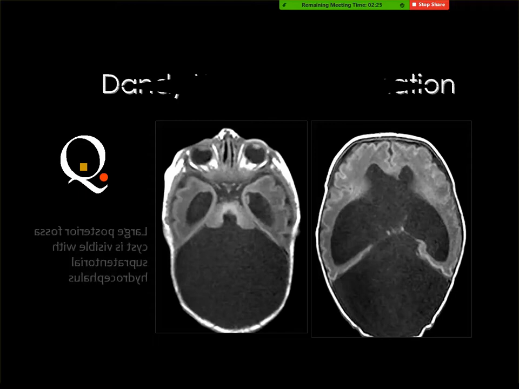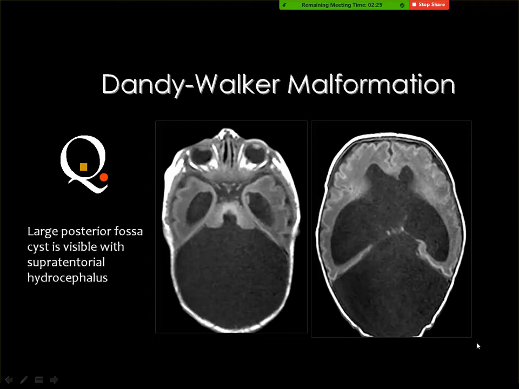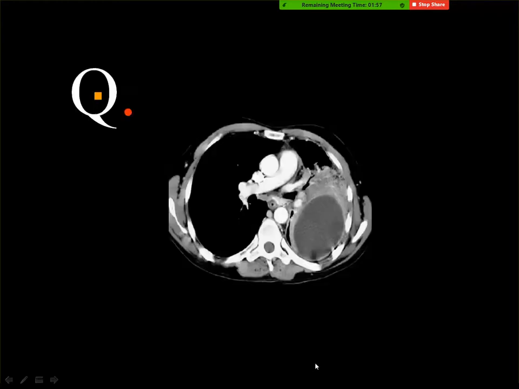Yes, and this is Dandy-Walker malformation. There is a big cyst in the posterior fossa. The posterior fossa is expanded. The cyst is directly communicating with the fourth ventricle because the vermis is aplastic. The cerebellar hemispheres are hypoplastic, and the supratentorial ventricles are dilated. These are the criteria of Dandy-Walker malformation.